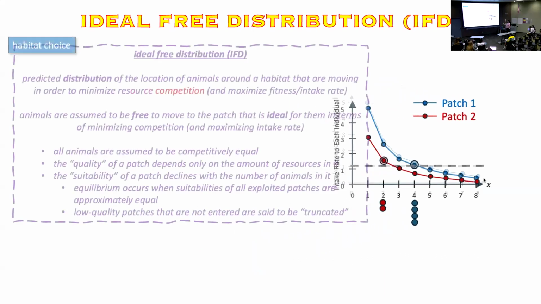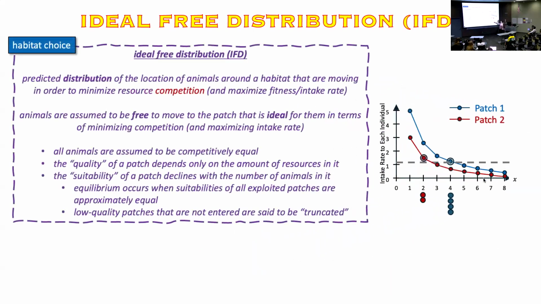All right, now this IFD has some assumptions. It's the predicted distribution if you've got animals trying to minimize resource competition. I'm not expecting you to read all this right now. This is just there to be a reference, but the key highlights here, we're making a super important assumption that animals are free to move to the patch that's ideal for them. If there's something in the environment that's preventing animals from doing that, then that is going to upset this distribution. And we'll talk about an example of one of those things here in a second.